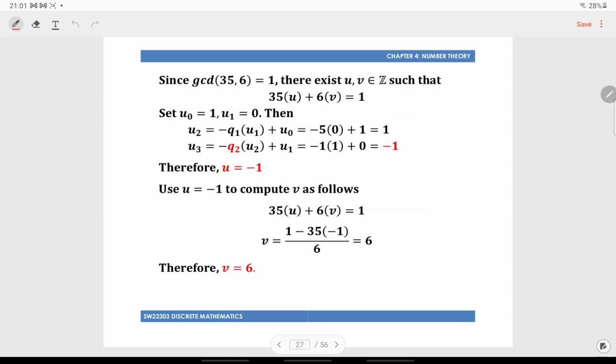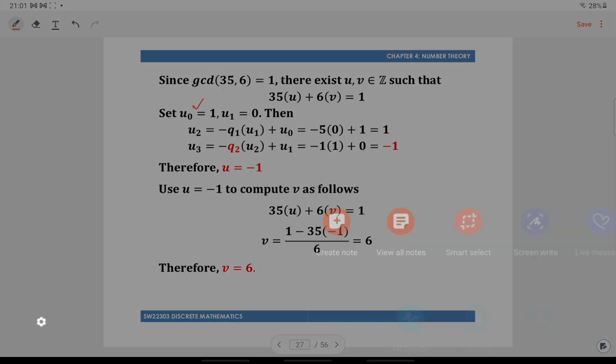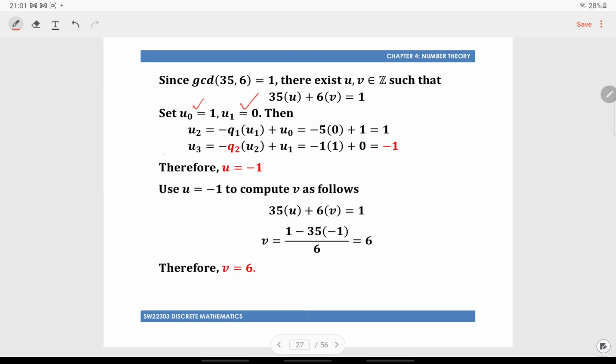Because the inverse is v, we compute v, but to compute v, we need to compute u first. If the inverse is u, there is no need to compute v, but if the inverse is v, we need to compute u, because once we obtain u, then we can obtain v. So we use these fixed values, and then we compute u2, u3, because we have q only until q2. The value for u3, which is the desired outcome, is equal to -1.